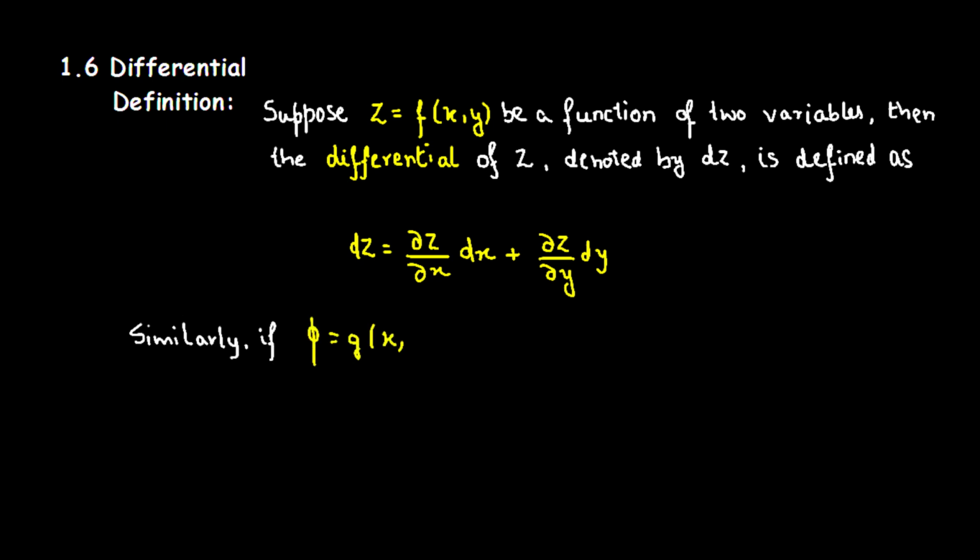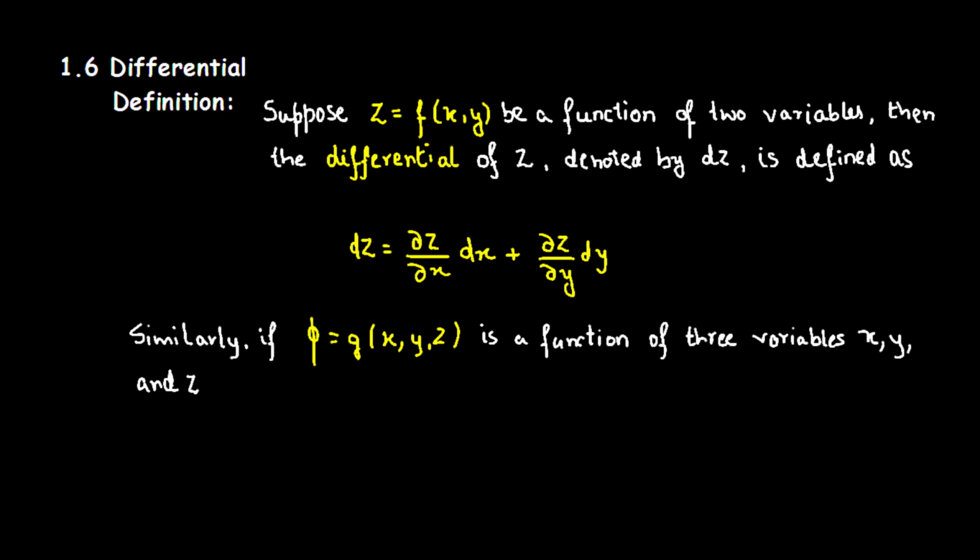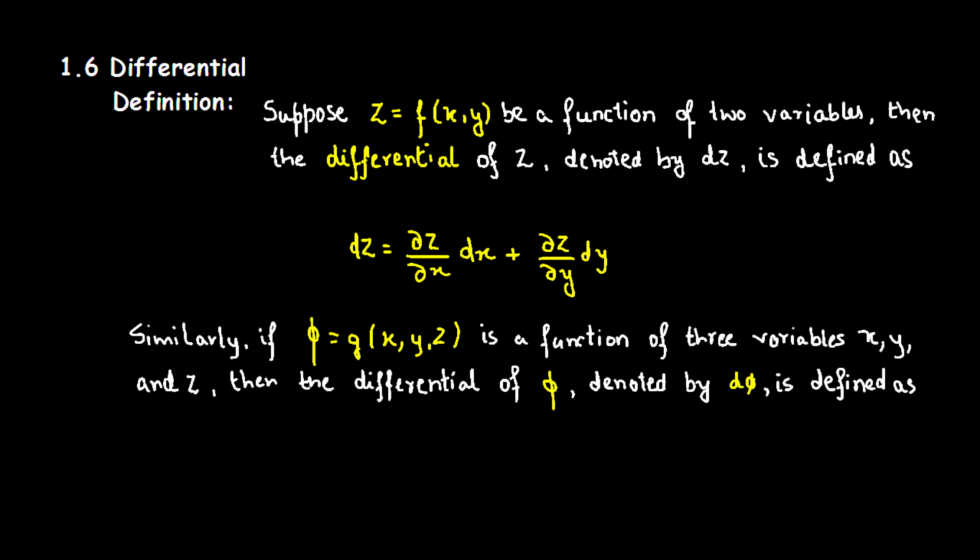Similarly, if phi is equal to f(x, y, z), a function of three variables x, y and z, then the differential of phi, denoted by d phi, is defined as d phi is equal to the partial of phi with respect to x times dx plus the partial of phi with respect to y times dy plus the partial of phi with respect to z times dz.